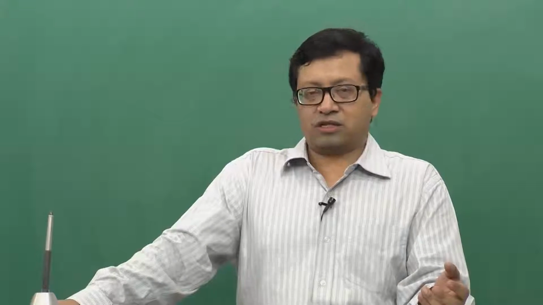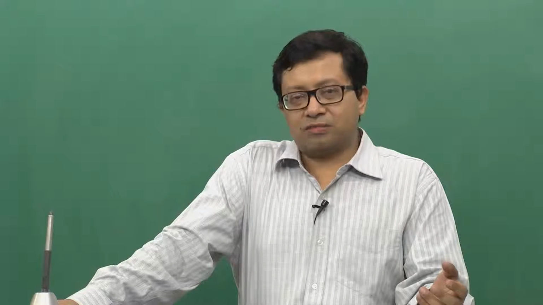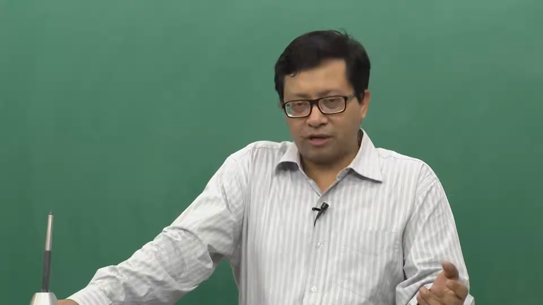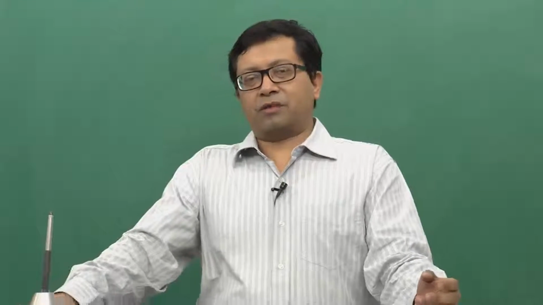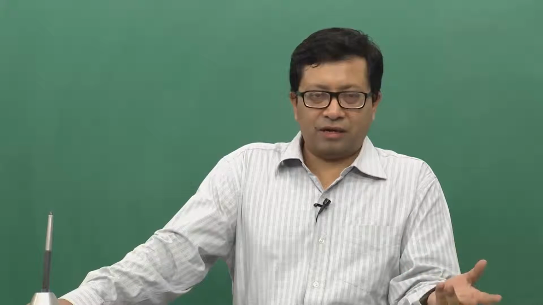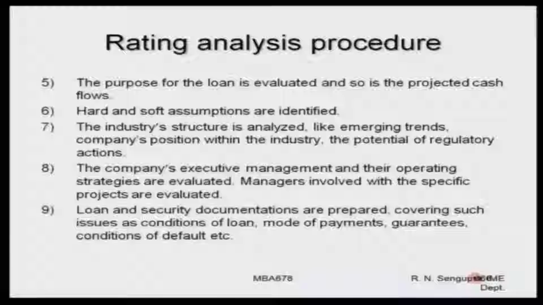The industry structure is analyzed. If it is a very old industry, what you will try to find out as a banker is: what is the competition, what is the market share, how big the market is, how fast the market is growing, are there any other competitors, is it an oligopolistic market, is it a monopolistic market, or is it a market where thousands of players are there and the demand and supply change rapidly and come to equilibrium very fast. So, all these things are generally taken care of.